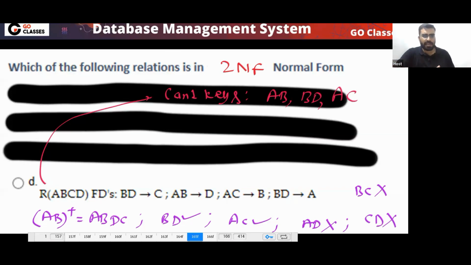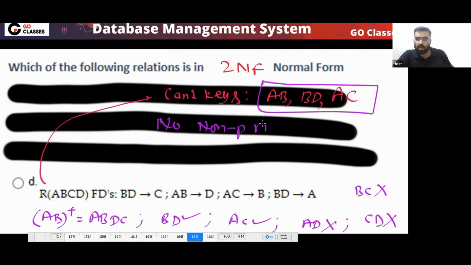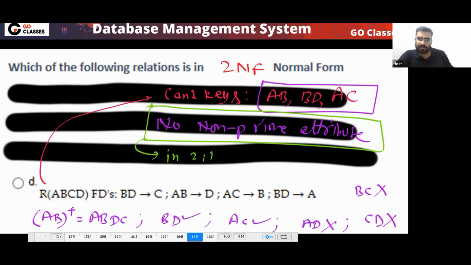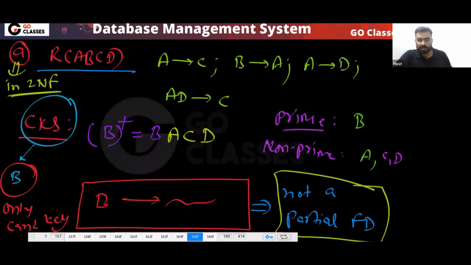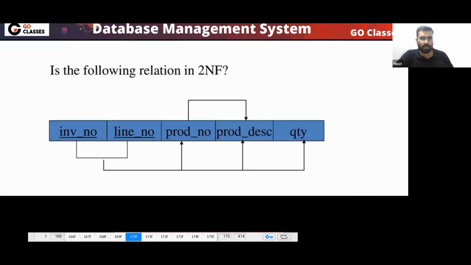Now tell me, can you create a partial dependency? First of all, what is a non-prime attribute? Again, there is no non-prime attribute. Because there is no non-prime attribute, there is no problem. So this is also in 2NF. This is not an interesting question, but let's see more examples.